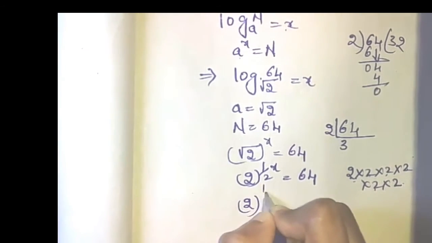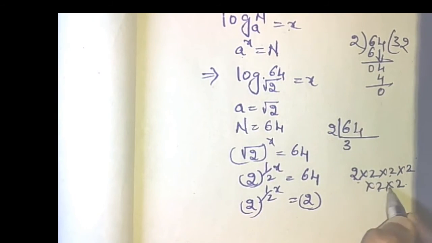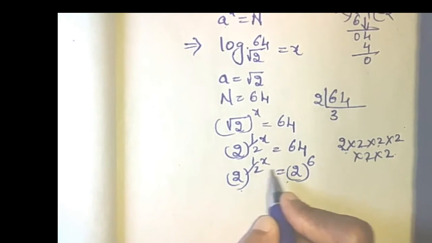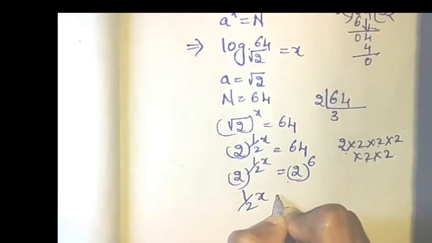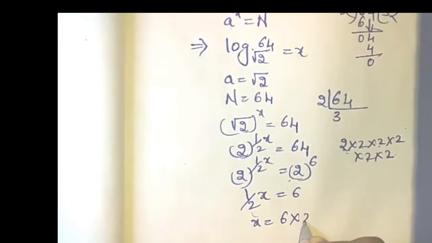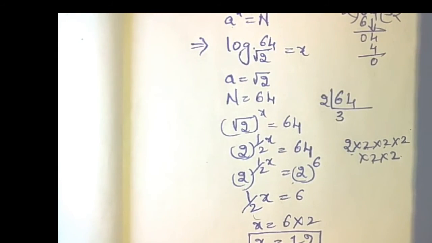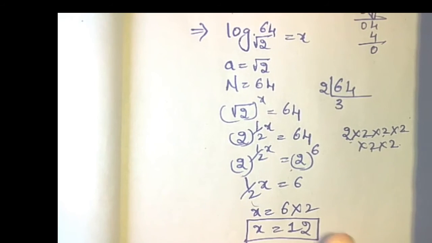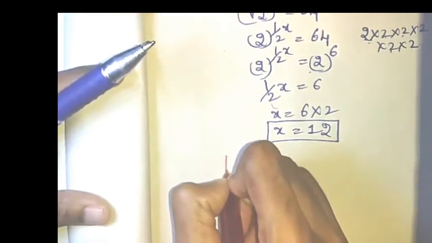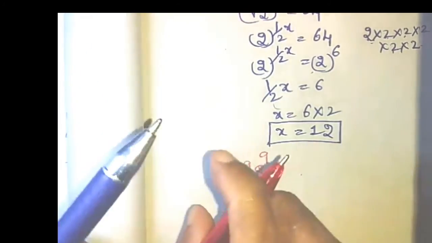So 2 to the power of 1 by 2 x is equal to 2 to the power of how many? 1 2 3 4 5 6, 2 to the power of 6. Now bases are same, so powers should be equal, that is 1 by 2 x is equal to 6. Now take this 2 to this side, x is equal to 6 into 2, x is equal to 12 is your answer. We can do this with a shortcut, but in order to explain, I am doing this in detail. So let's do one more problem, that is log 9 base 81.